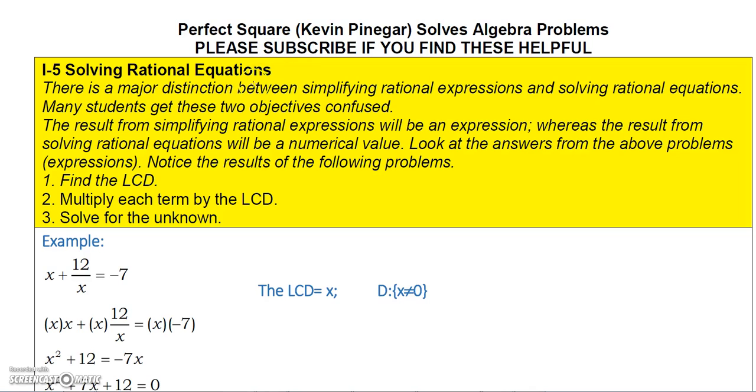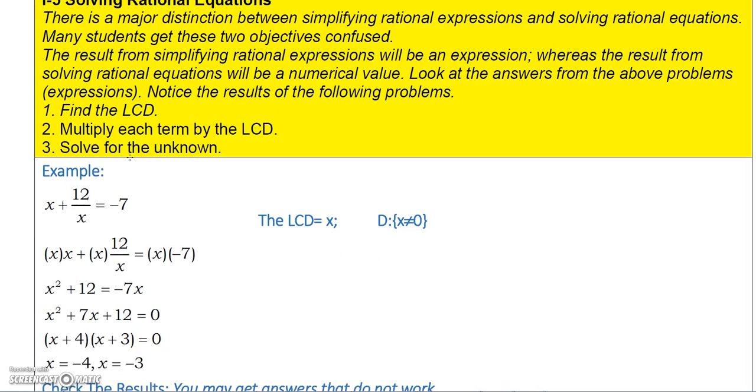In this video, I'm going to show you how to solve rational equations. And the step we're going to do is similar to before, but this time our LCD, lowest common denominator, is going to involve variables. So we're going to find the lowest common denominator, and then we're going to multiply each term by the lowest common denominator. Then we're going to solve for the unknown. So let me start you out here with an example.